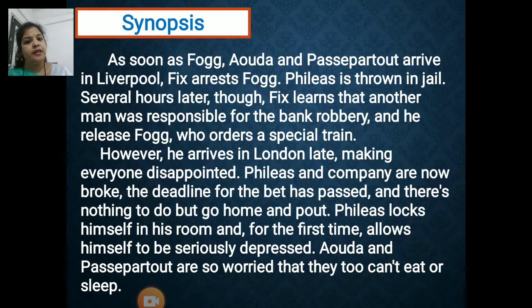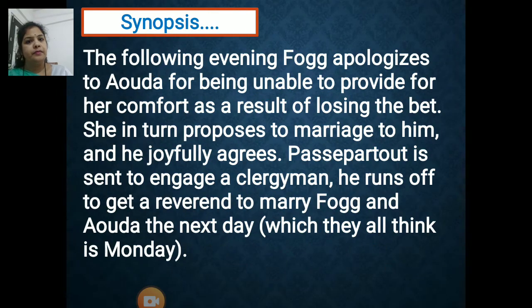Phileas locks himself in his room and for the first time allows himself to be seriously depressed. Auda and Passport Out are so worried that they too can't eat or sleep. The following evening, Fogg apologizes to Auda for being unable to provide for her comfort as a result of losing the bet. She in turn proposes marriage to him, and he joyfully agrees. Passport Out is sent to engage a clergyman. He runs off to get a reverend to marry Fogg and Auda the next day, which they all think is Monday.